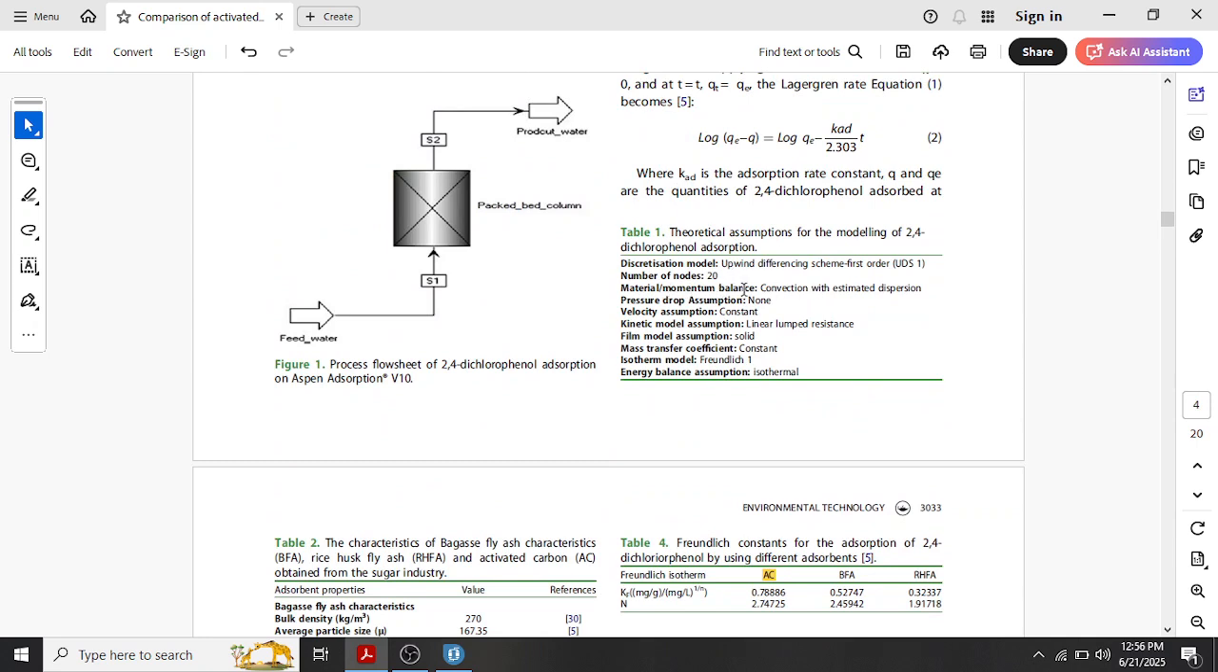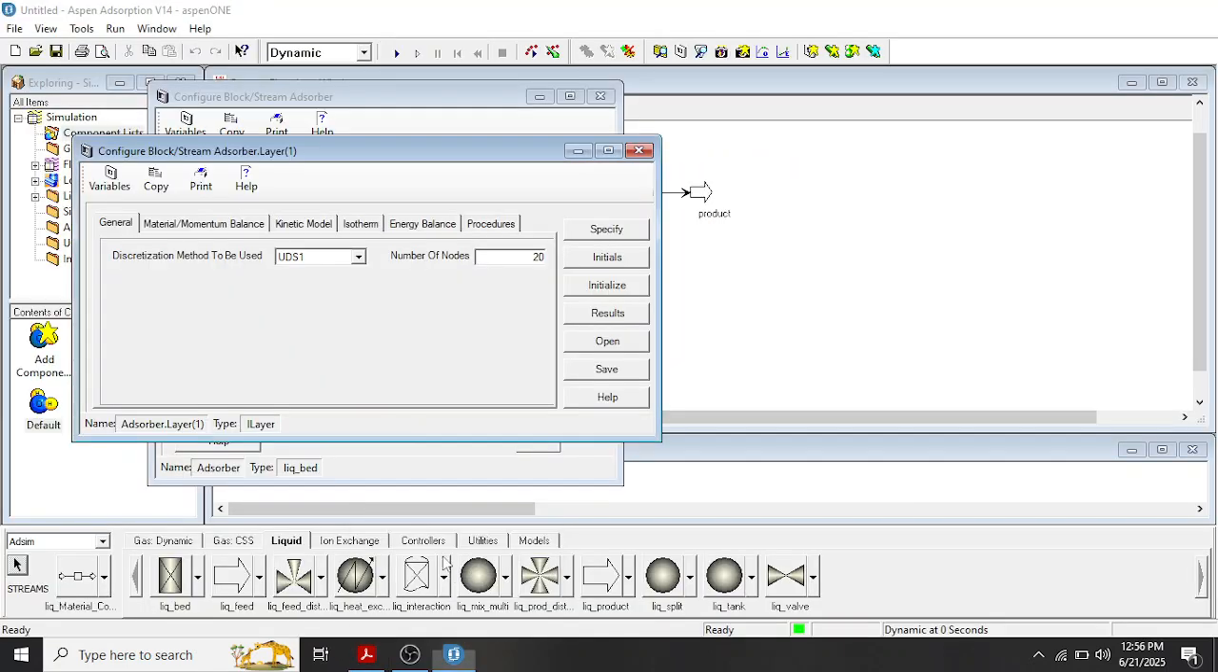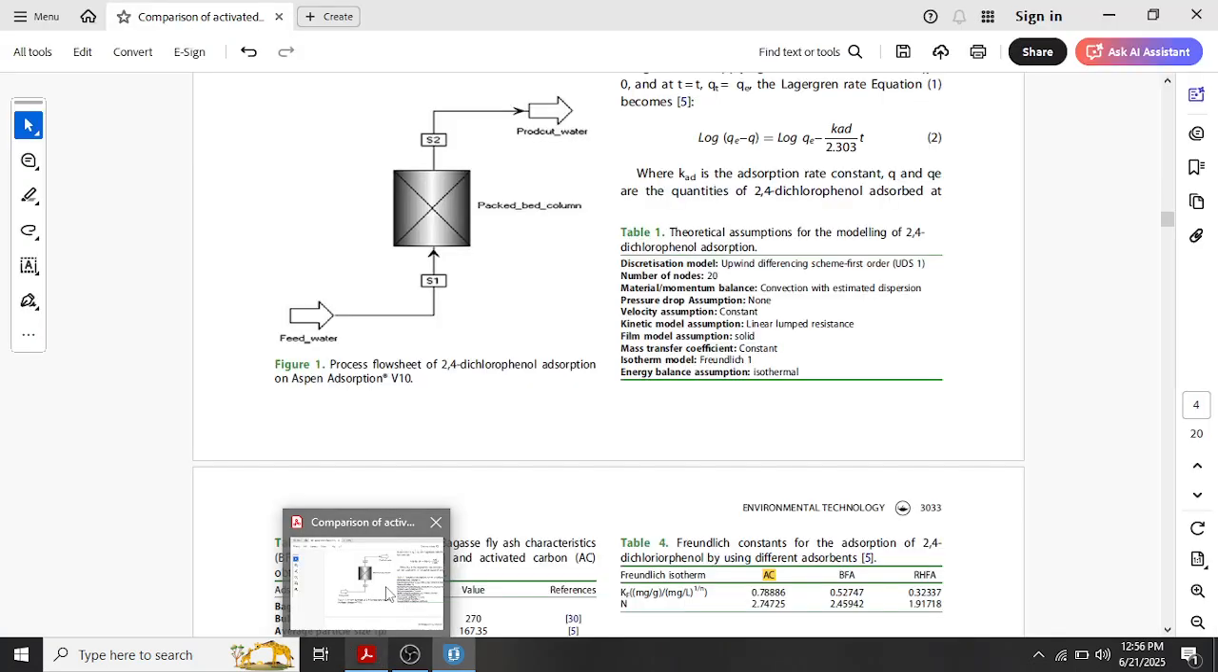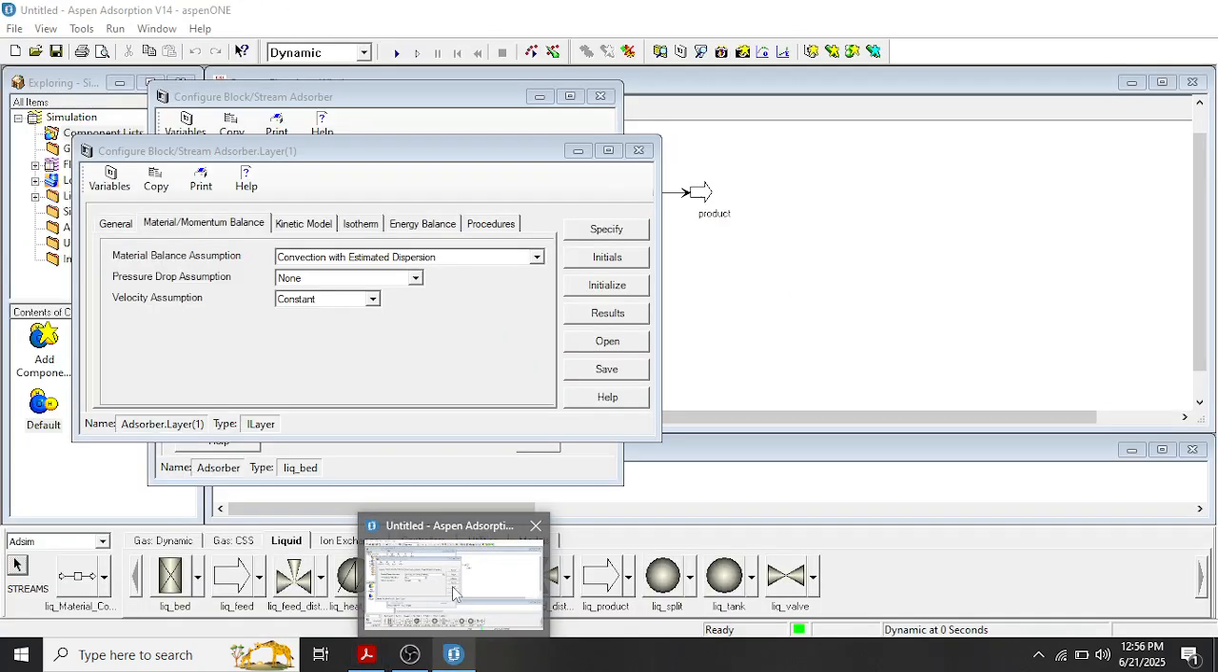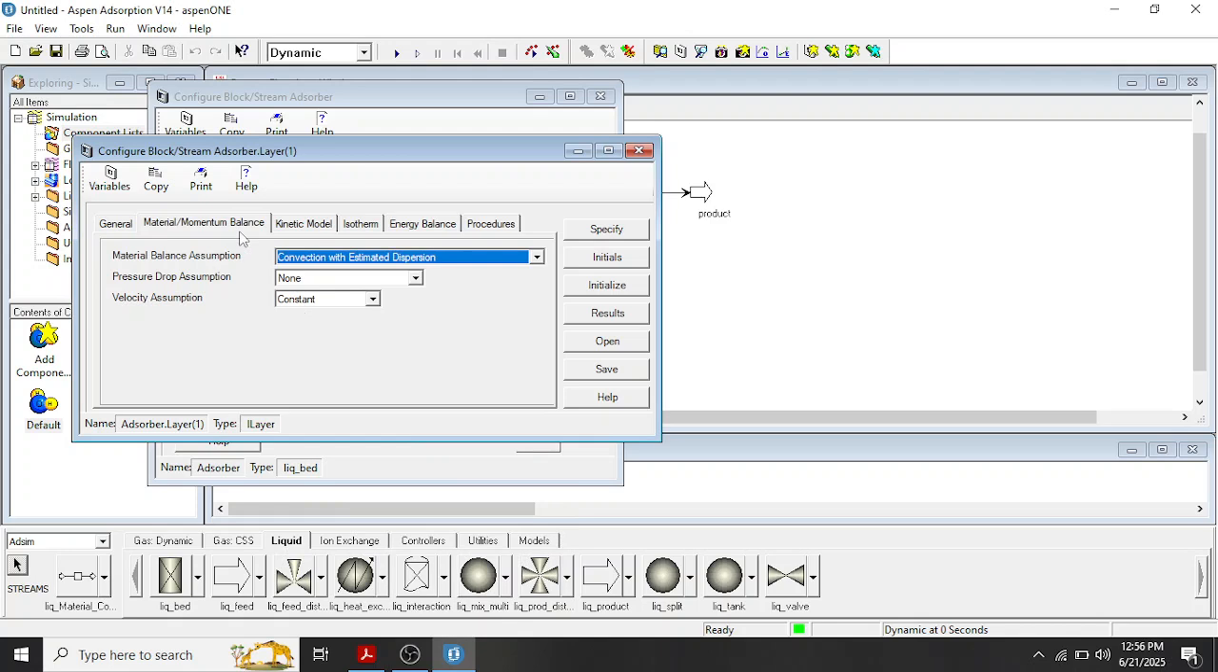For the material and momentum balance, they used the convection with estimated dispersion. Here you can see the material balance is convection with estimated dispersion, the pressure drop assumption is none, and the velocity is constant.